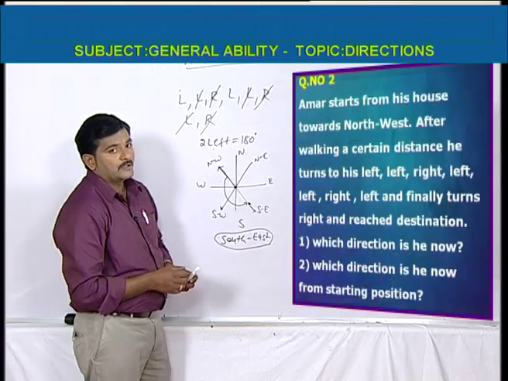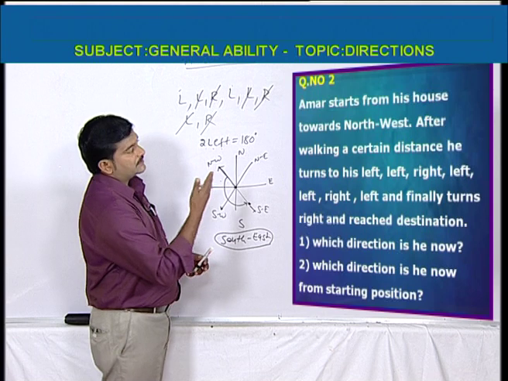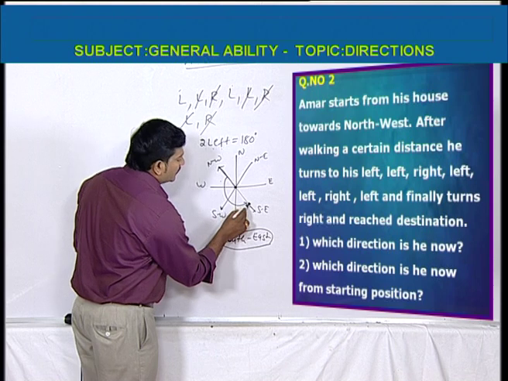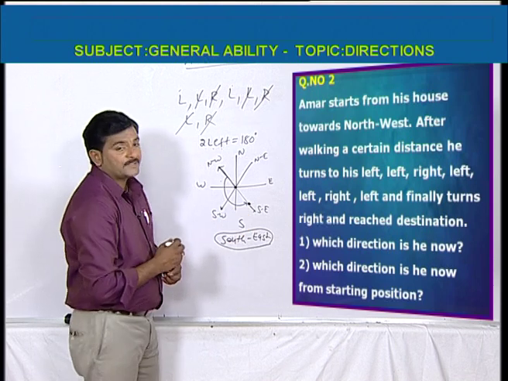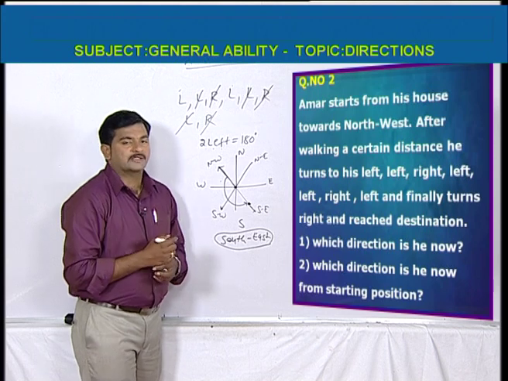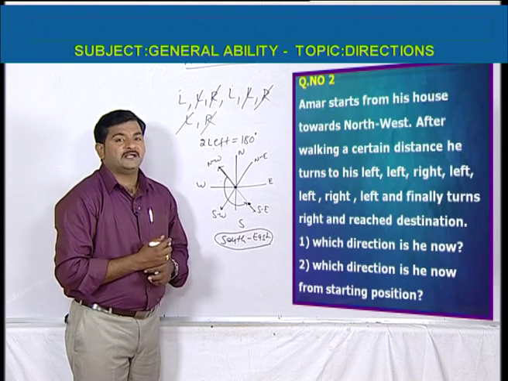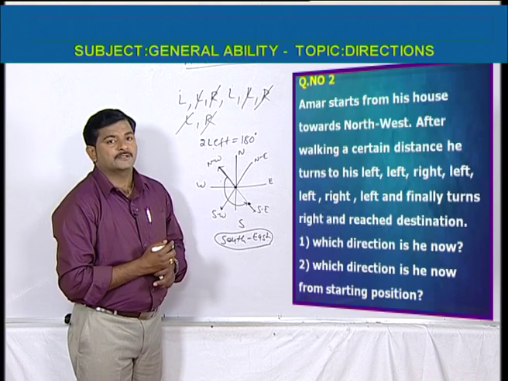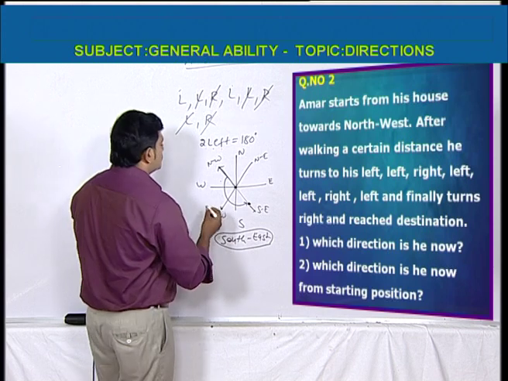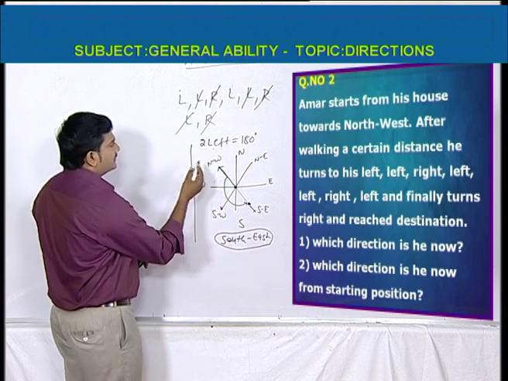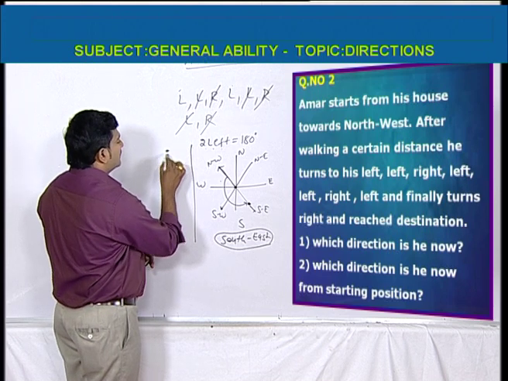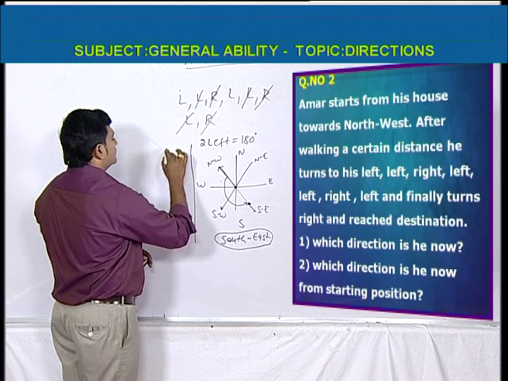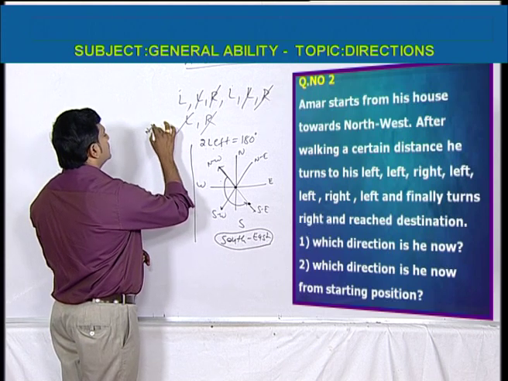Two interesting points here. Now there are two questions. First question is, which direction is he now? Which direction is he now means, what we can say? Southeast we can say. But the second question he mentioned here is, which direction is he now from the starting point? For that, what you need to do is take one more logical concept. First, Amar is walking towards which direction? First he is walking towards the northwest direction, right? So he is walking towards northwest direction.